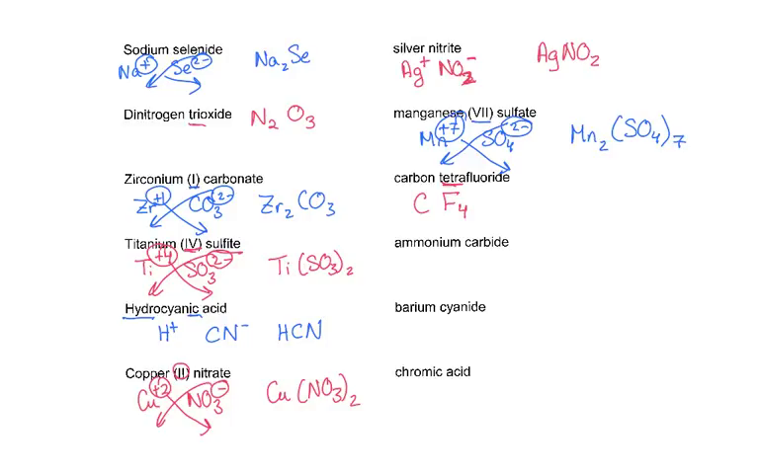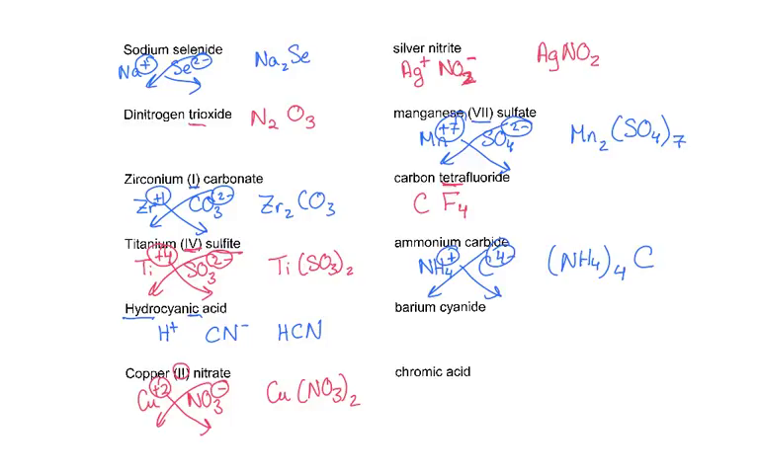Ammonium carbide. This is ionic, so we need to balance out our charges. Ammonium ion is NH4+. Carbide is C4-. So if you switch and reduce, it'd be (NH4)4, 4 of those, and then C.